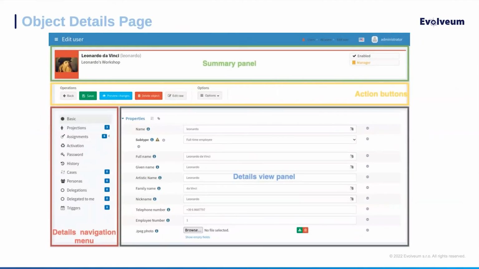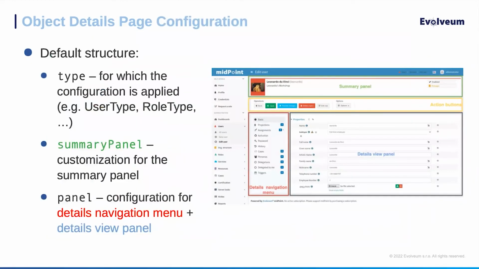In Tesla, the design of the object details page was reworked in presumption of better user experience and flexibility for customizations. When we open the object details page, we can see logical blocks, each of them outlined in color. In the picture, we see 4 blocks: a summary panel, action buttons, a details navigation menu, and a details view panel. Besides action buttons, all the other parts are configurable and can be adjusted to concrete requirements. So let's take a closer look at how the configuration might look.